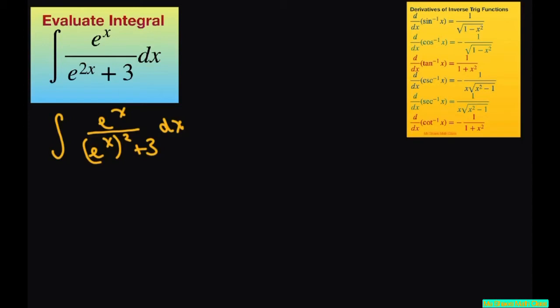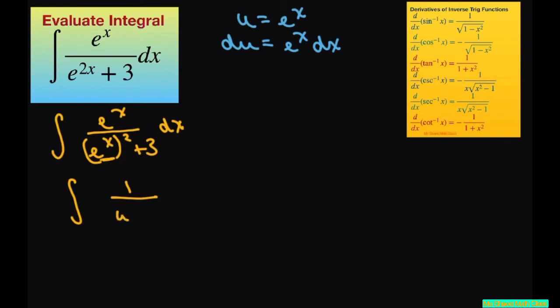So we're going to let u equal e to the x, so du equals e to the x dx. Substituting in for u, we have 1 divided by u squared plus 3, and then we have du, because du takes care of this.